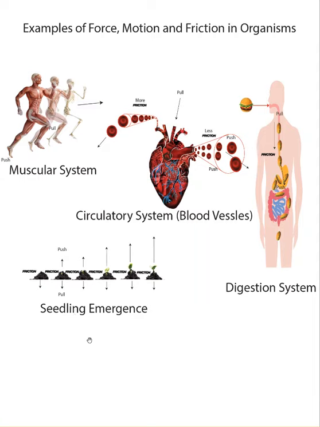In your journal, on the same page that you put example of force, motion, friction in organisms, I would like you to draw these examples of force, motion, and friction. Be sure to label the push and pull motions of force. Be sure to label where the friction may be at play, like in the lining of the blood vessels of the heart, and also the lining of the esophagus and the small intestine, and the friction of the weight of the soil on top of the seed.